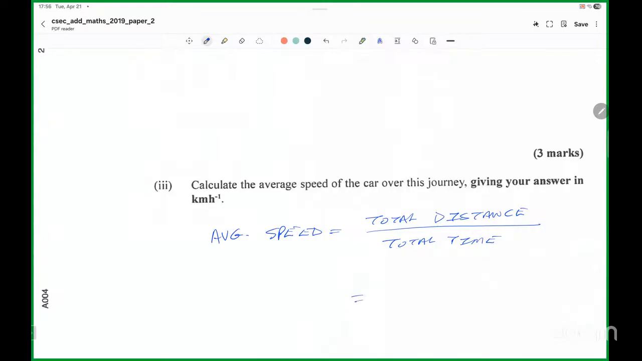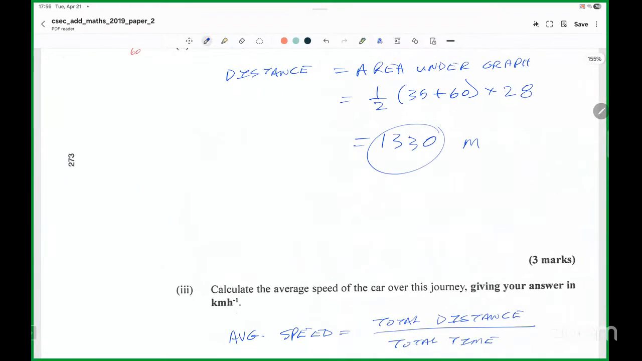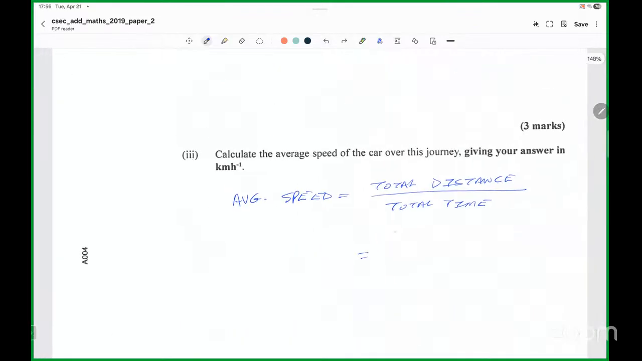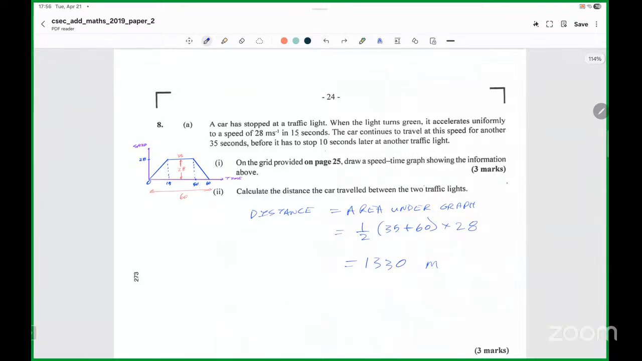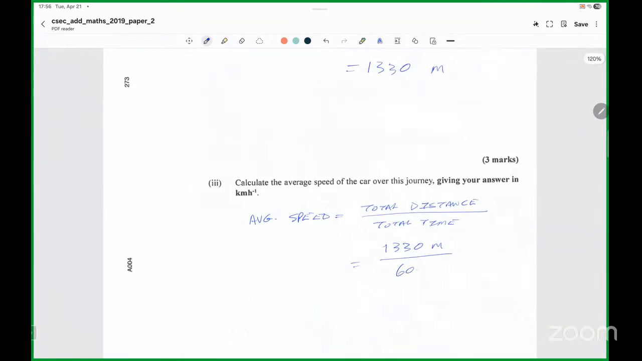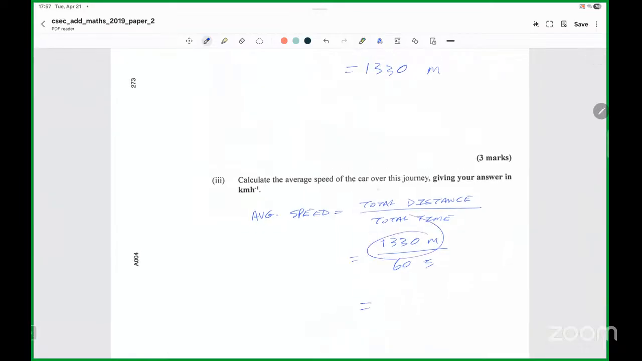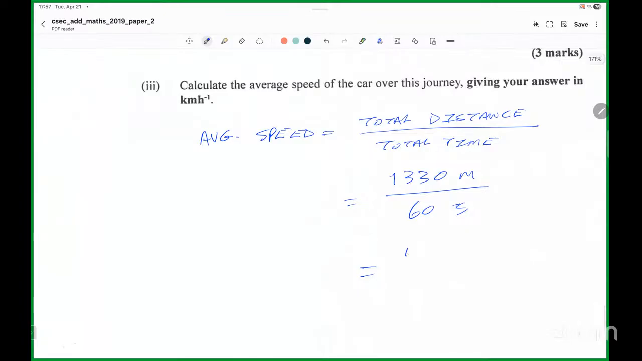Total distance is this distance in meters, but we want kilometers per hour. We can change them to kilometers. 1330 meters. What was the total time? Total time was 60 seconds, which is a minute. To get kilometers per hour, we can change this to kilometers and then change this to hours. So it becomes 1.33 kilometers over 1 minute.